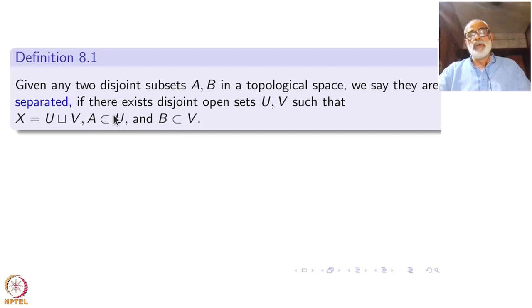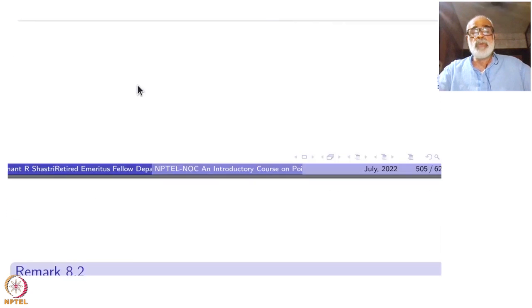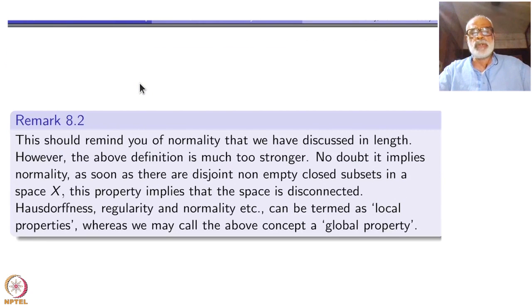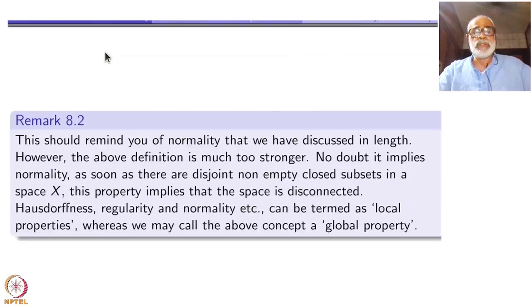People also use the word disconnected for this one, but that is somewhat confusing for me, so I don't want to use that terminology here. Such a writing of U and V is called a disconnection, and what we will call this is a separation. We had such a notation already introduced, so we are just writing it as X equal to U vertical bar V. You remember that. So that notation I may use sometimes.